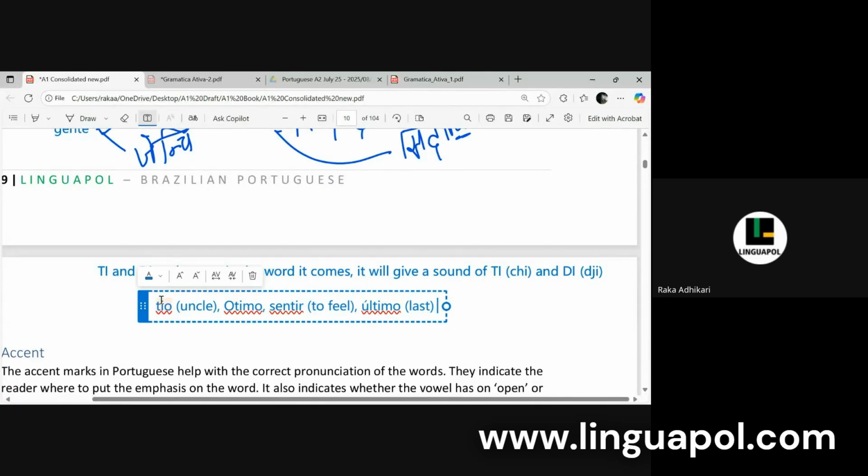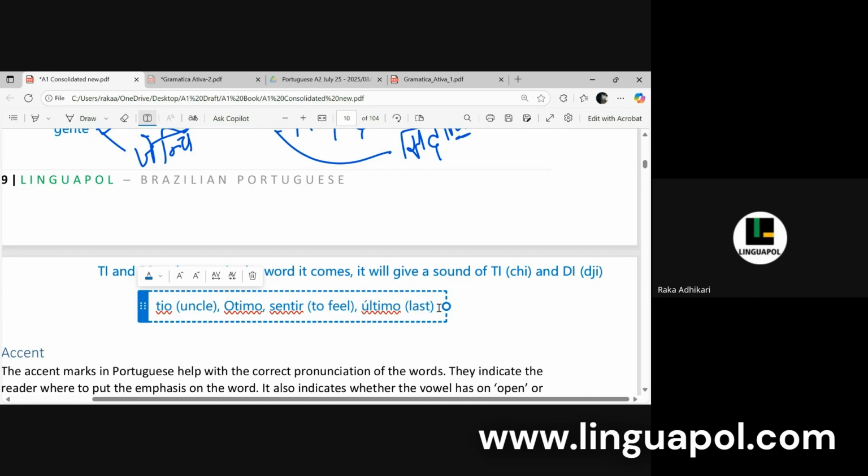So see, it doesn't matter if it is in the beginning of the word or if it is in the middle of the word. It will never come at the end of the word, that is for sure. No word actually ends with ti. If it is there, it will be very rare. Okay. So we don't have to worry about that. Wherever it comes, be it in the middle of the word, the beginning of the word, end of the word, it doesn't matter. The position is irrelevant here. Wherever it comes, if it is a ti, then it will be pronounced as chi.